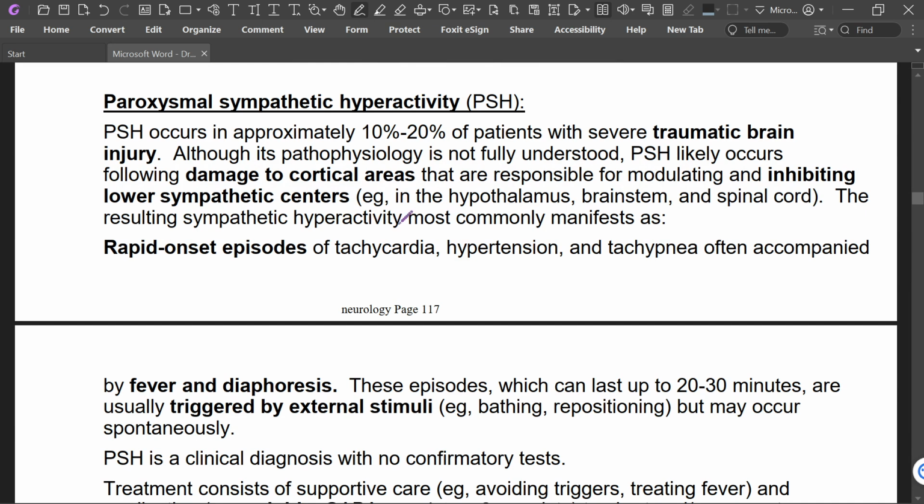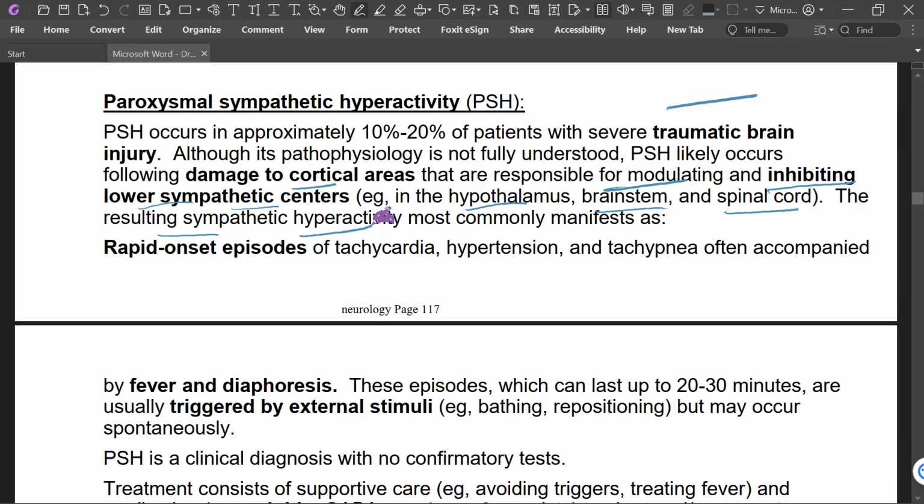Paroxysmal sympathetic hyperactivity occurs in approximately 10 to 20% of patients with severe traumatic brain injury, although it is pathophysiologically not fully understood. Paroxysmal sympathetic hyperactivity likely occurs following damage to the cortical areas that are responsible for modulating and inhibiting the lower sympathetic centers in the hypothalamus, brainstem, and spinal cord.